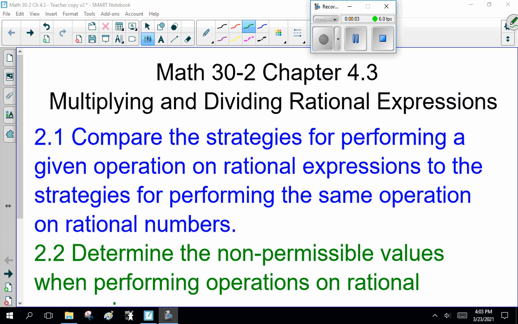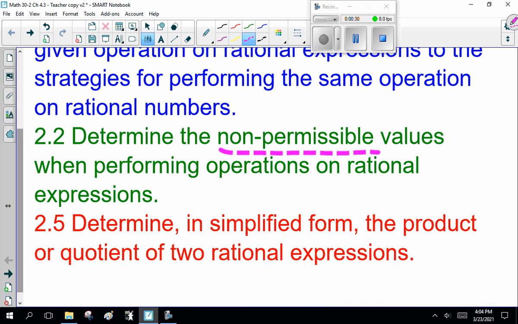Hello, ladies and gentlemen. Welcome to Math 30-2, Chapter 4, Section 3, Multiplying and Dividing Rational Expressions. Today, we're going to compare the strategies for performing a given operation on a rational expression to strategies for performing the same operation on rational numbers. We're going to determine the non-permissible values when performing operations on rational expressions. And we're going to determine in simplified form the product or quotient of two rational expressions. Product, we multiply; quotient, we divide.